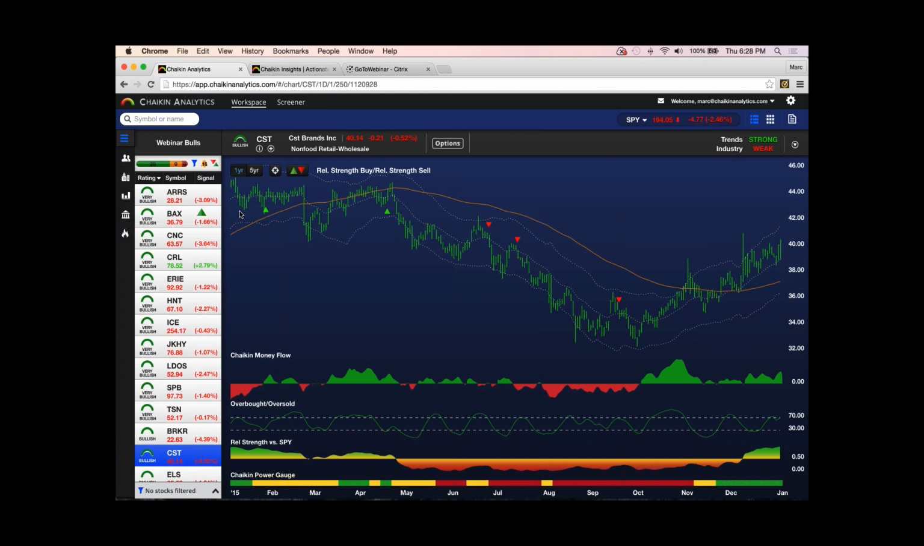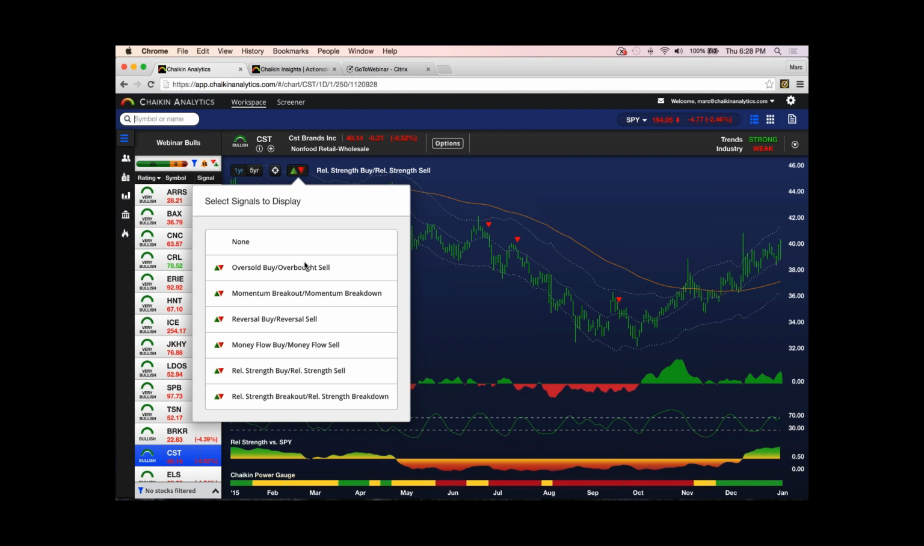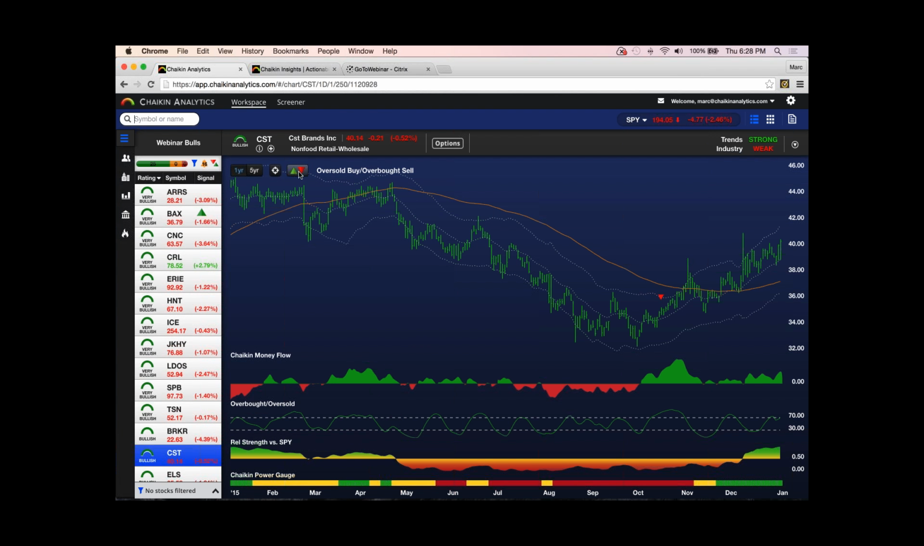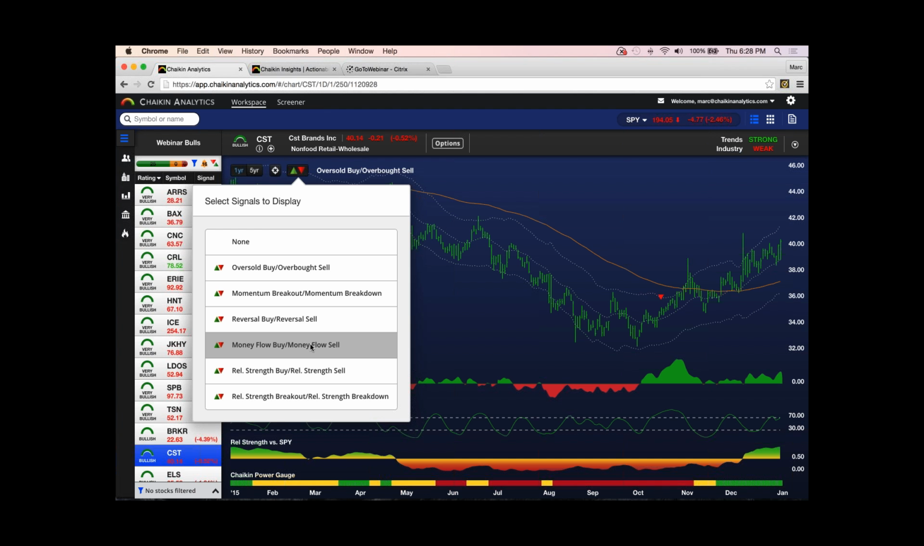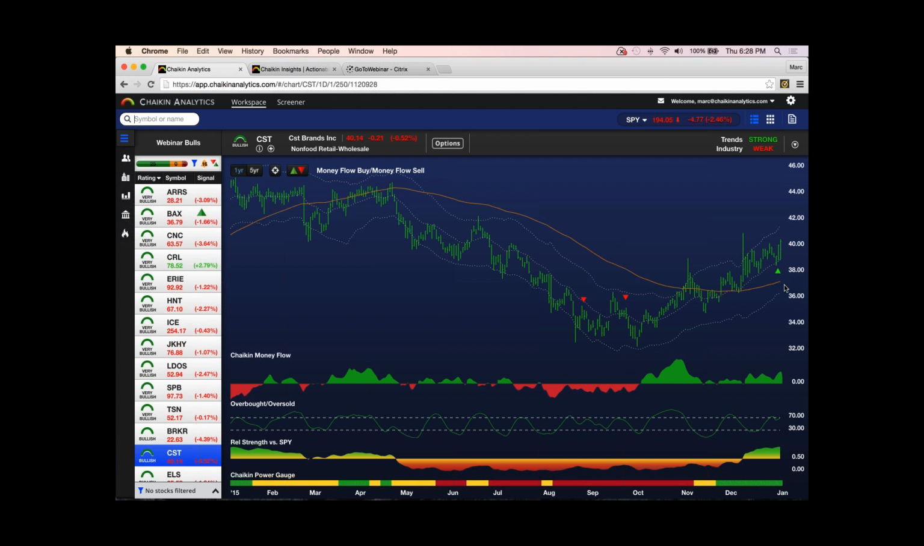And you'll be able to spot that very quickly because you've got a list of webinar bulls that you can refer back to every day to find that buy signal. And let's see if we had an oversold buy in this stock. We didn't. Look for a money flow buy. We got one 2 days ago. This is an interesting stock.